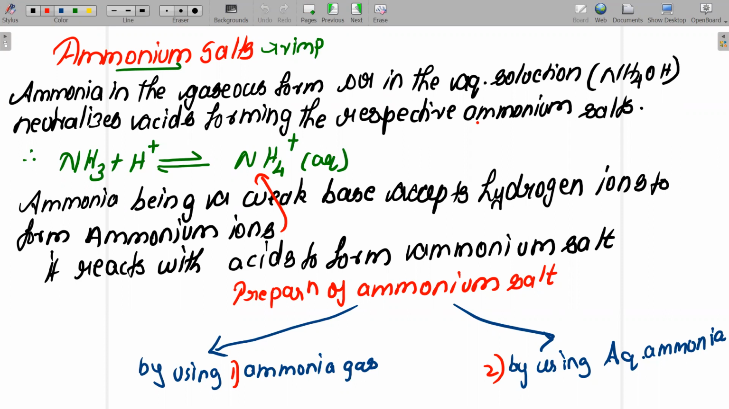Now listen carefully to how this reaction proceeds. Ammonia is a weak base. We know that. Into that ammonia, if you introduce acid, this ammonia will try to become neutralized. Because of this, you get ammonium ions. It reacts with acid to form ammonium salt. There are two types of preparation of ammonium salt. The first is by using ammonia gas. The second is by using aqueous ammonia. I hope that till now my children have understood the concept perfectly.